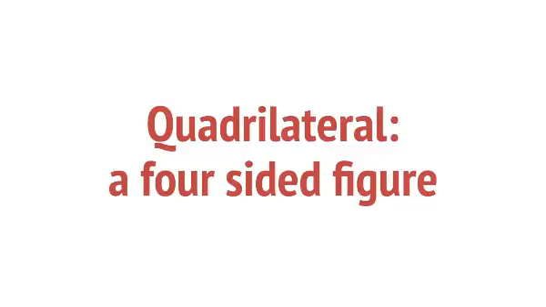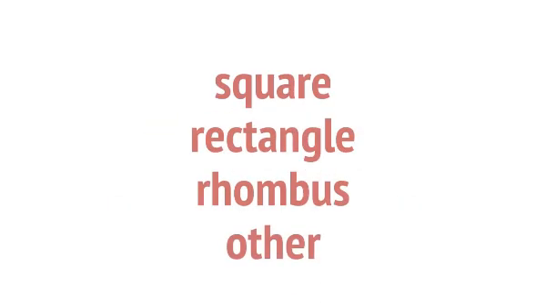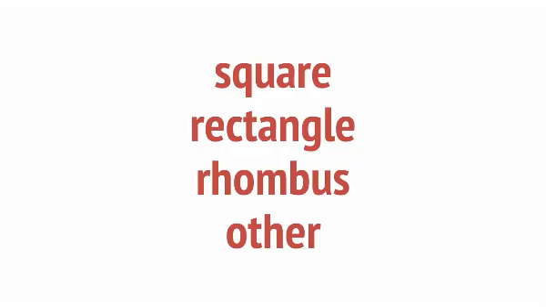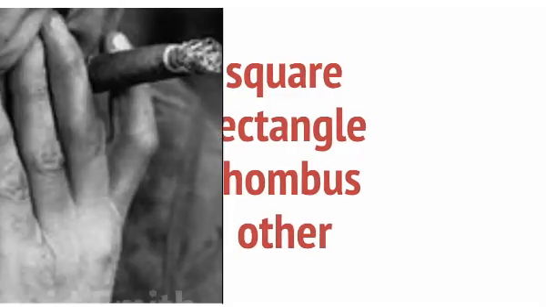For this activity, we'll review some words from geometry. First, a quadrilateral is a four-sided figure. That's any flat two-dimensional shape that has four sides. There are many shapes that fit into the category of quadrilateral, including square, rectangle, rhombus, and many other shapes.